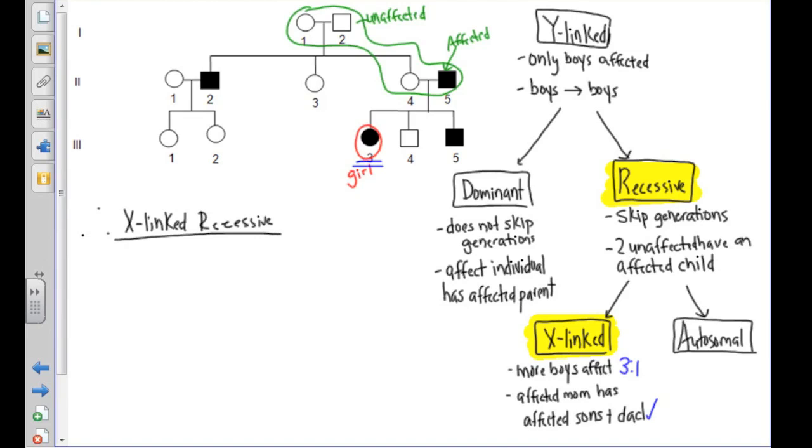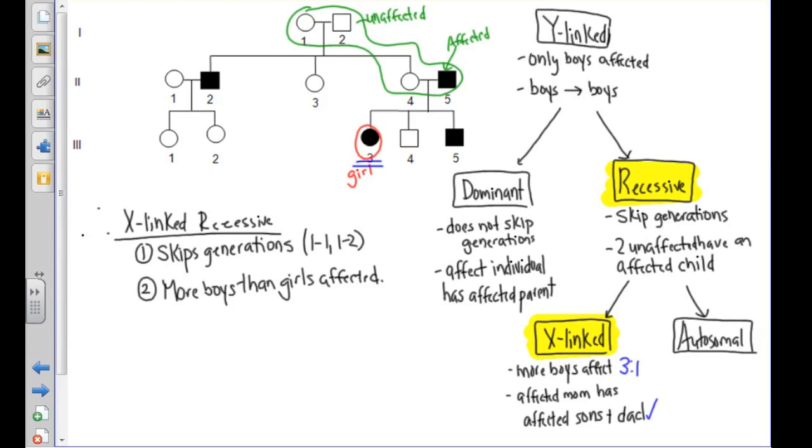On a written question, it's always good to give 2 solid conclusions as to why you think this is true. So one thing that you could write is that it skips generations. Don't forget, it skipped individual 1-1 and 1-2. It's also good to make sure that you write on the pedigree and circle your thoughts as you're going so that your teacher knows exactly what you're talking about, as well to rewrite it as you write your conclusion. The second reason why we know this pedigree is X-linked recessive is also because there's more boys than girls affected.